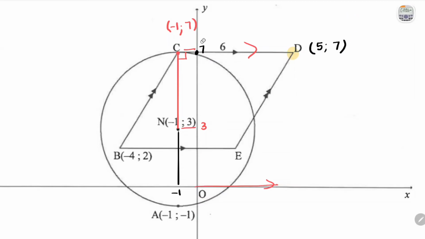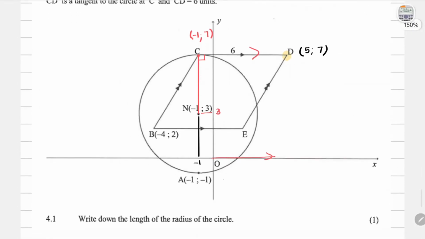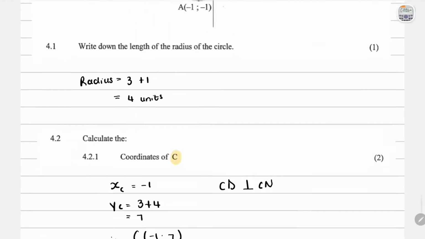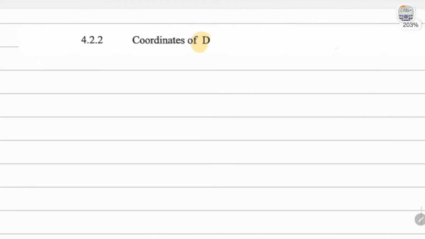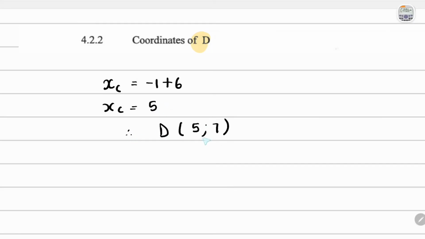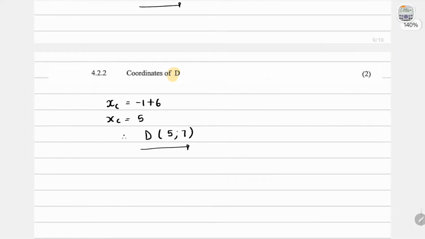The only calculation we would really have to put there is maybe the coordinate of 5, how we found that. So we can simply tell them that to find the x value of D, we simply said -1 plus the distance of CD, which is 6. And so that coordinate is 5. And so therefore D is simply (5, 7). And that is our answer.